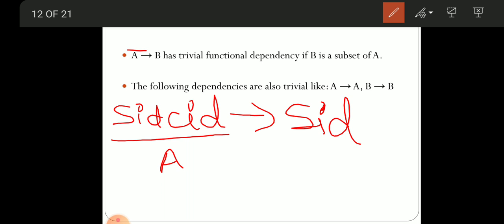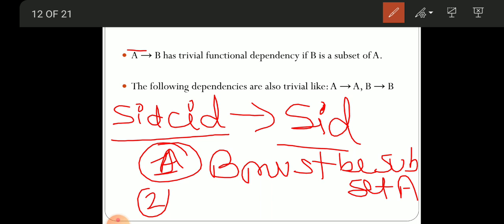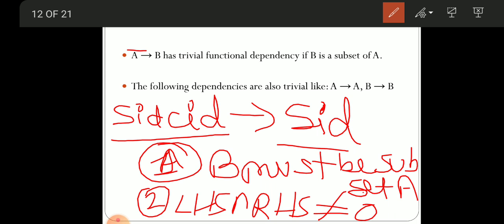So there are two conditions which we have to check. First condition is B, the right hand side attribute, must be a subset of A, right? And second condition is LHS intersection RHS must not equal phi. These are the two conditions which we have to check.